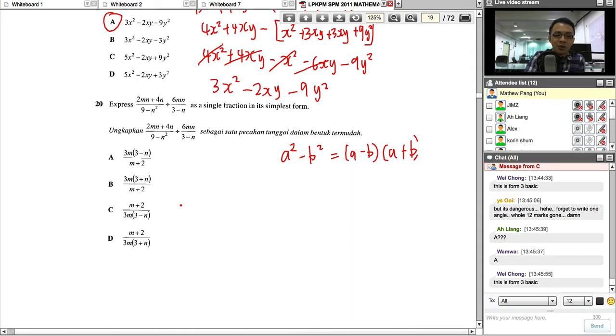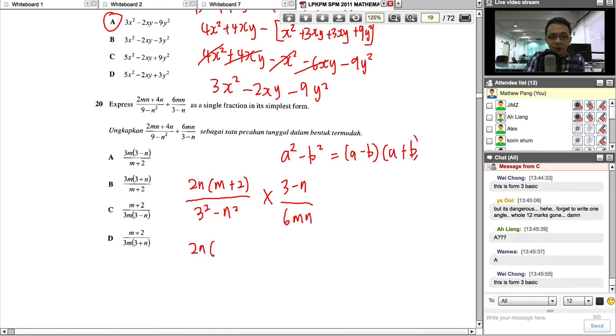Okay, so over here, I know they have a common 2n, right? So I factorize out 2n. So I still have m plus 2. And then this is a perfect square number, right? So this is 3 squared minus n squared. Divide, I can change to multiply, just flip over the thing. This one is 6mn. And then this one, you can solve using the formula I said just now. 3 minus n, 3 plus n.